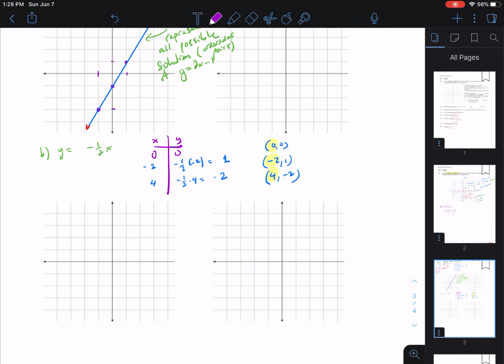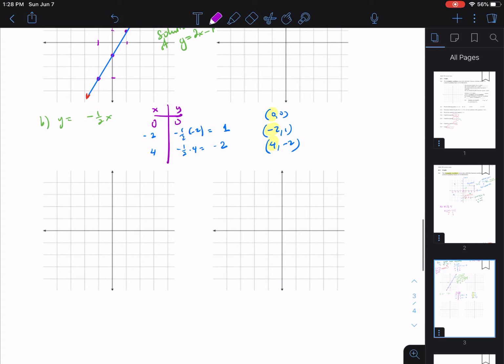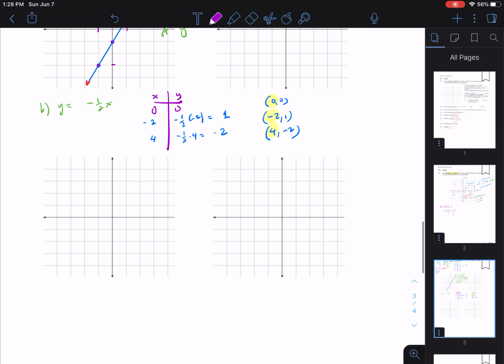So now we're ready to plot these points and connect them to make a line here. So 0, 0 right there, negative 2 and 1 is there. All right, and then 4 and negative 2, so it's over there. So we're ready to connect these to make a line. Okay. So now I'm just going to connect these points here.